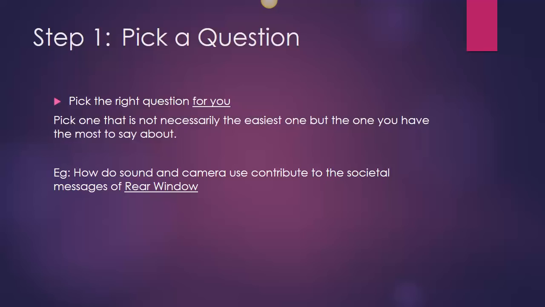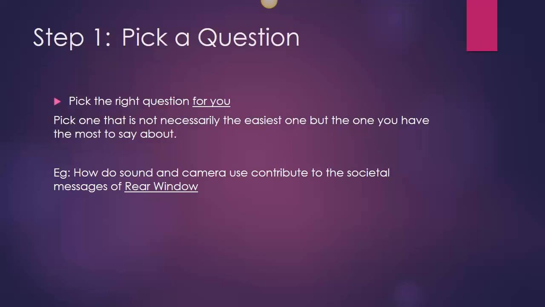Not necessarily where you're like, oh yeah, 100% yes or 100% no. I'm a bit in both camps. That's actually the best kind of question because you have the most to say about it and you've got complexity, and that is what's going to get you over the line. So pick the question that you have the most to say about, not the one you think is the easiest.